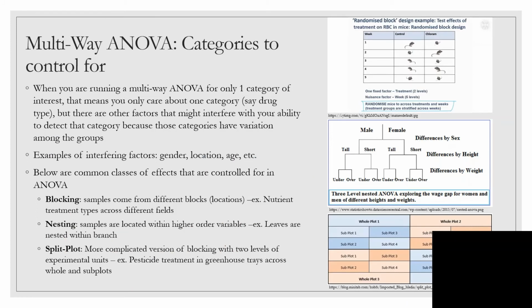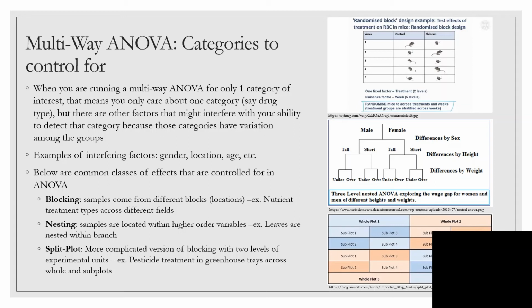Okay, so we talked about controlling for categories. What does it mean to control for something? Well, I've already mentioned that you only care about one category, say drug type. But there are other factors that might interfere with your ability to detect that, because there's variation from those categories. So gender might be interfering, location, age, etc.